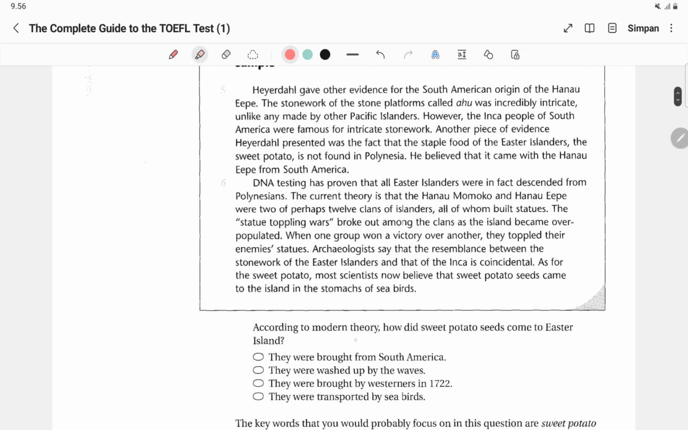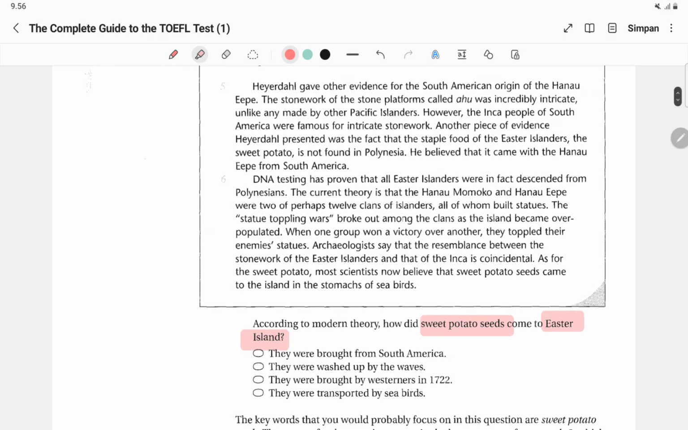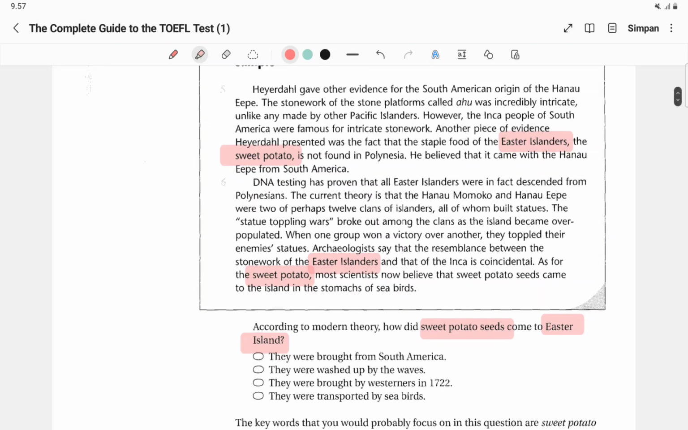Read the question first. According to modern theory, how did sweet potato seeds come to Easter Island? After skimming, we can find Easter Island, sweet potato, something related to Easter Island. But this time, I'm just going to read the passage, though I wouldn't do this during the test.